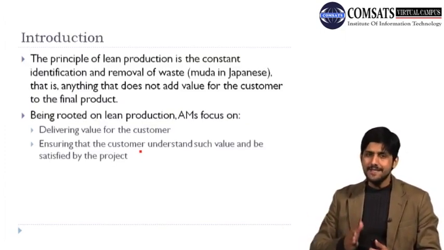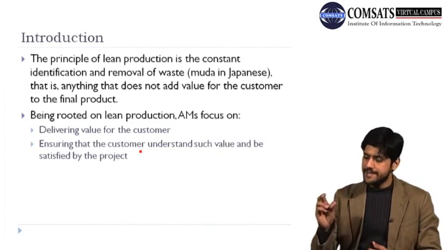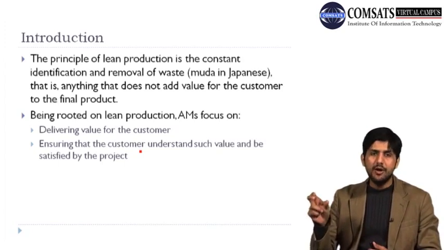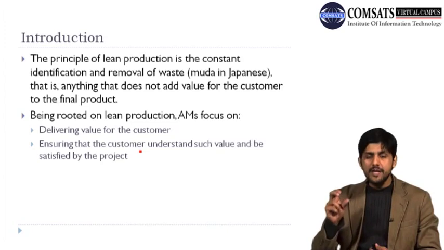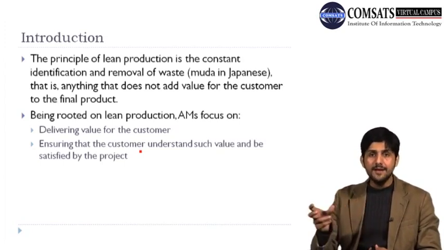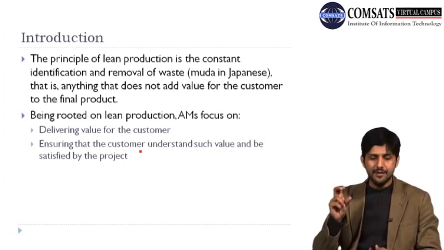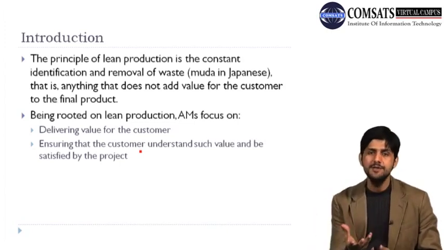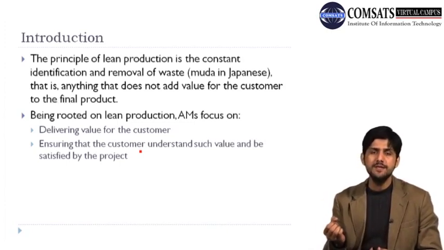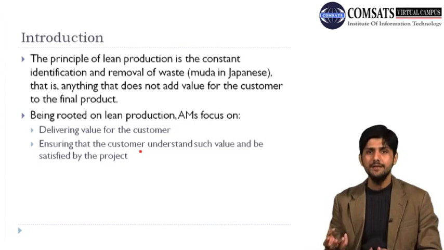The first thing we need to establish is that these agile methods are based on lean principles or lean methodology. So what does lean methodology mean? The principle of lean production is the constant identification and removal of waste. And what is waste? Anything that does not add value for the customer to the final product. So agile is based on that principle, that you identify and remove all those things which are not going to give any value to the client.